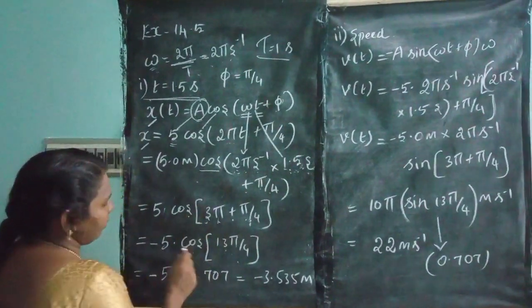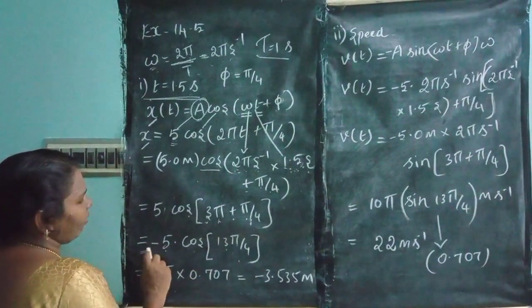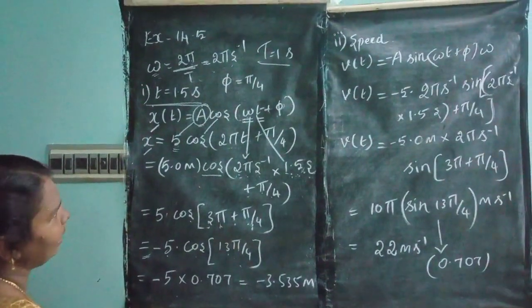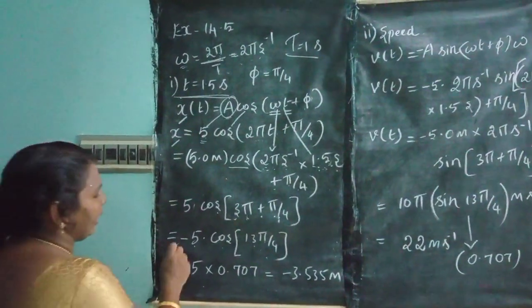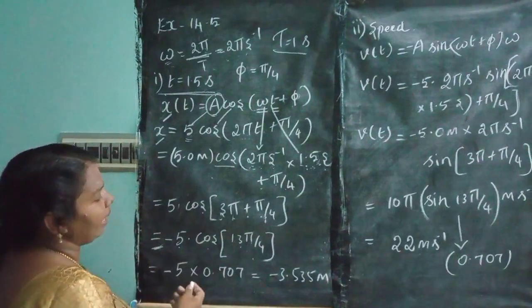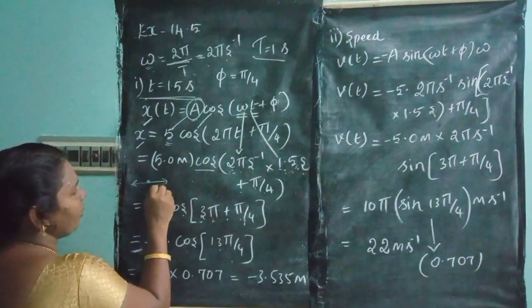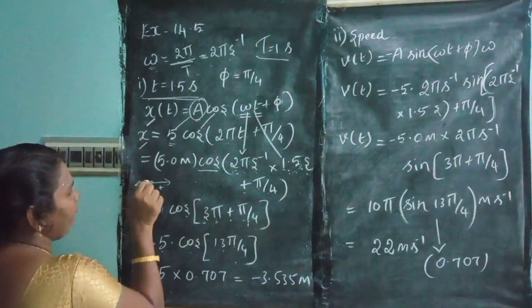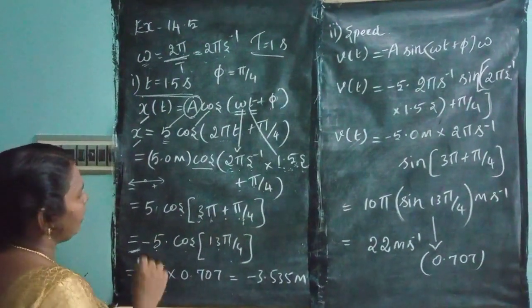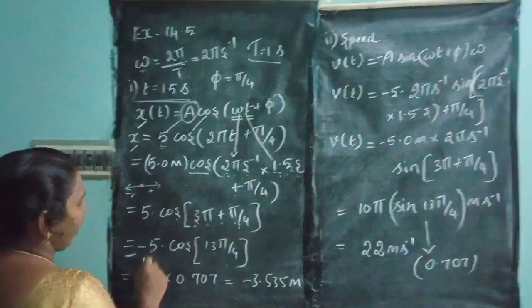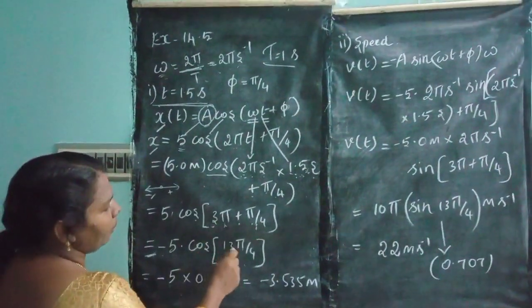So, here the cos and this is the 5. Instead of taking the displacement in the y direction, you can take the x direction in the opposite direction, because you know that this is the mean position. When it is going forward it is positive, when it is going backward it is negative. So, the displacement is happening in the negative. So, minus 5 cos 13 pi by 4.